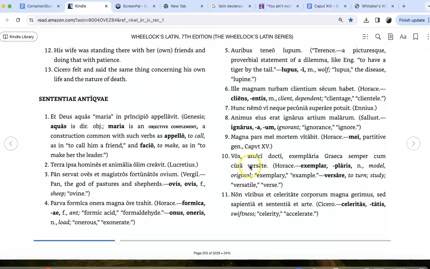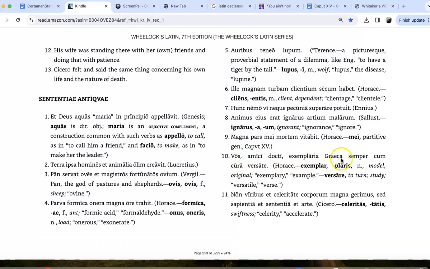All right, moving on to number 10. Vos amici docti exemplaria Graeca semper cum cura versatate. This one's a little bit longer, so we probably got to take our time.